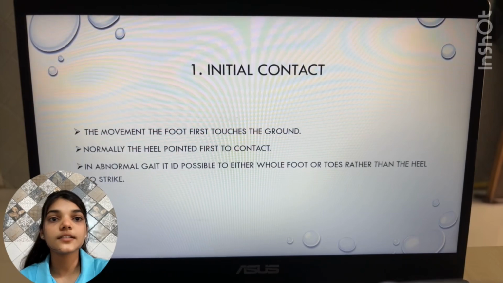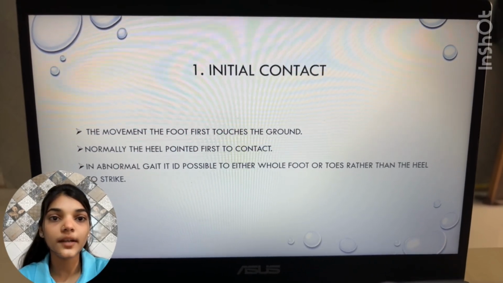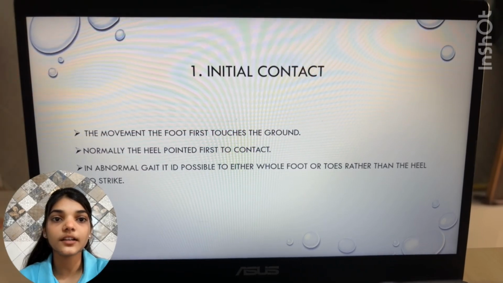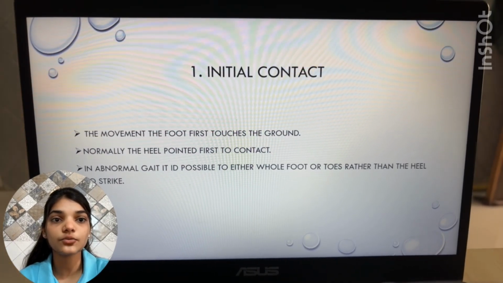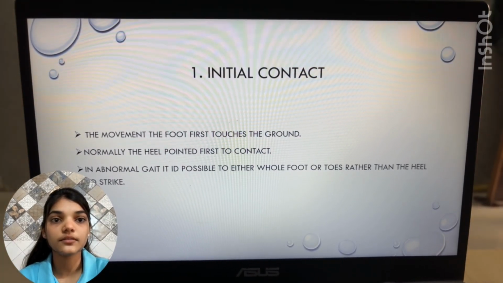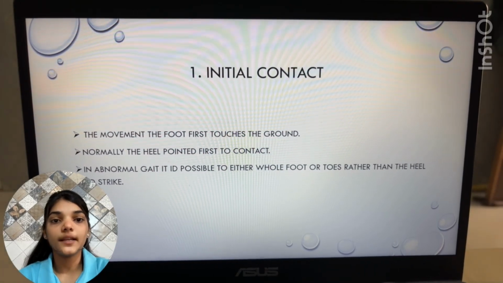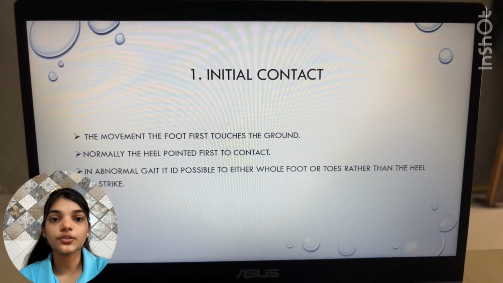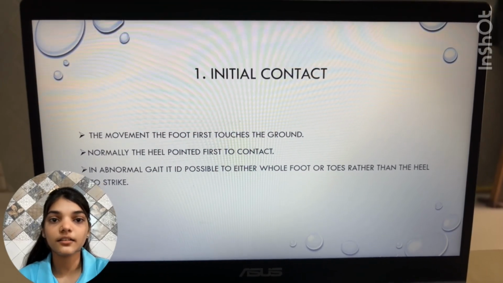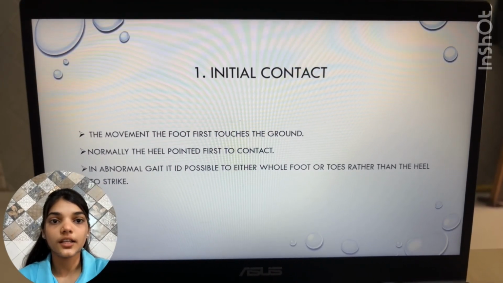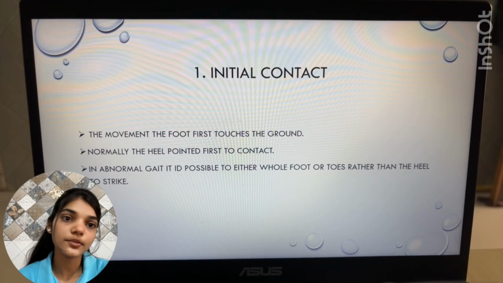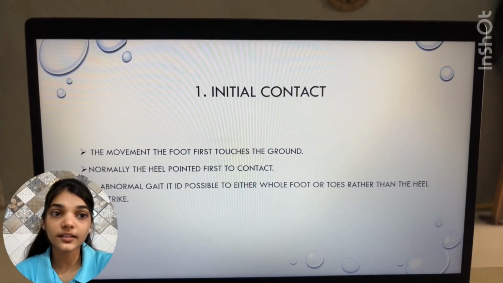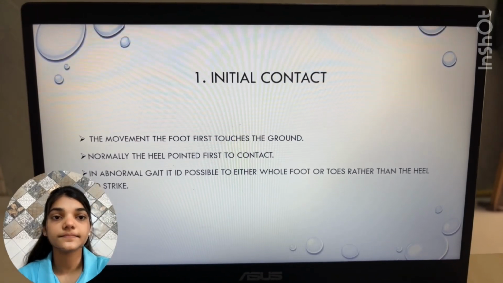Now, what is initial contact? The moment the foot first touches the ground, normally the heel point first makes contact with the ground. Mainly, the heel touches the ground first rather than the other parts of the foot. In abnormal gait, it is possible for the whole foot or toes to touch first rather than the heel strike.